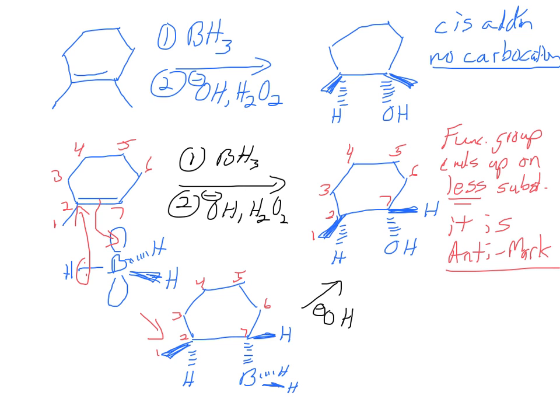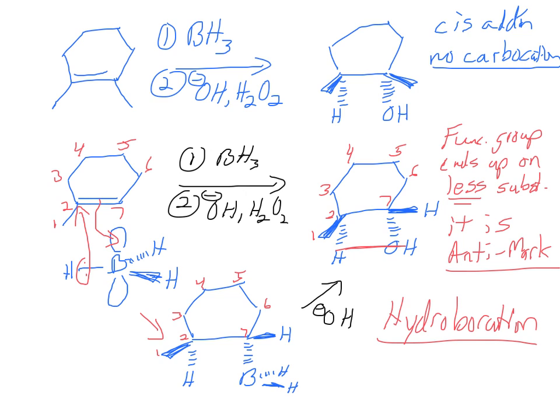Cis addition, no carbocation. What is this called again? This is called hydroboration. Right, you're adding an H and a boron, which eventually gets replaced with an alcohol, OH. Cis addition, no carbocation. So when you say cis addition, whatever is adding on is always adding on the same side. They're always on the same side. Cis addition.